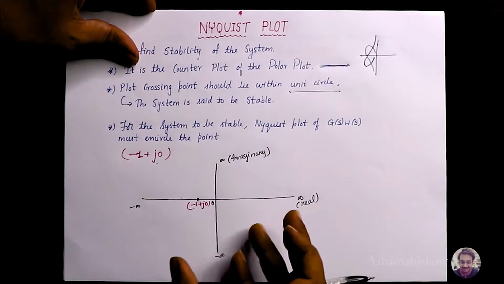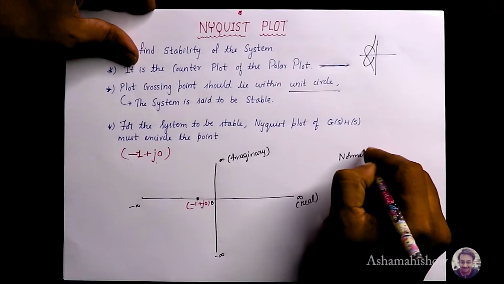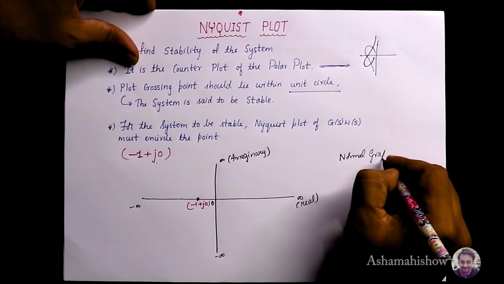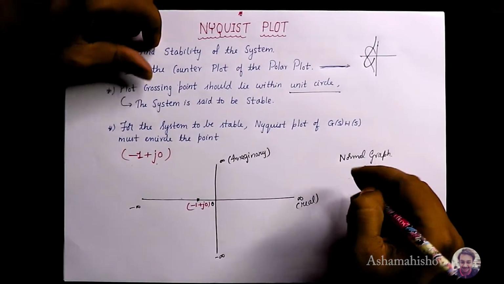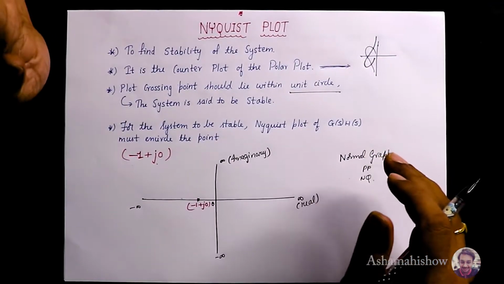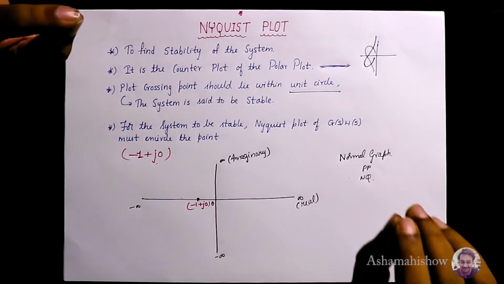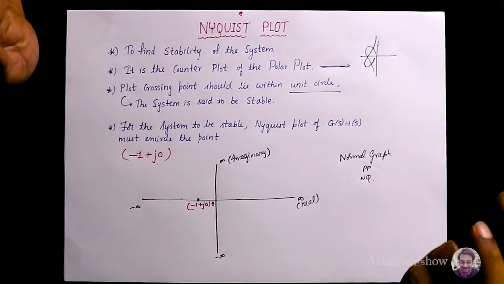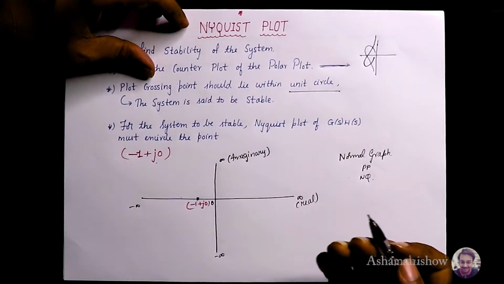This is drawn in a normal graph only, not in a semi-log graph. Semi-log graph is only for the Bode plot. Normal graph is for the polar plot as well as for the Nyquist plot. But the polar plot is a part of the Nyquist plot, so before learning the Nyquist plot, you should definitely learn what a polar plot is. I already told this in my previous videos.